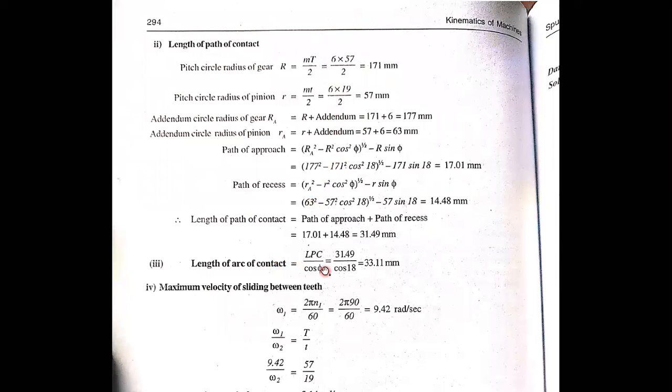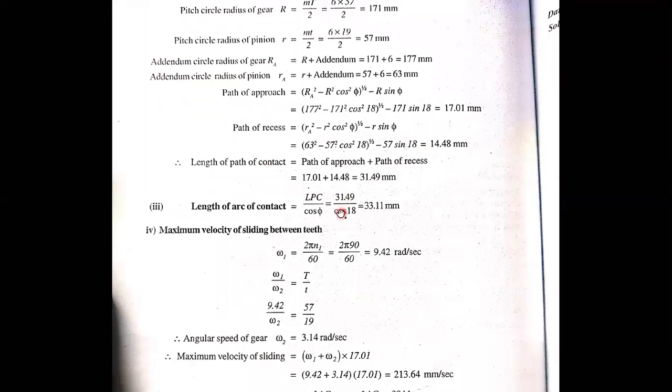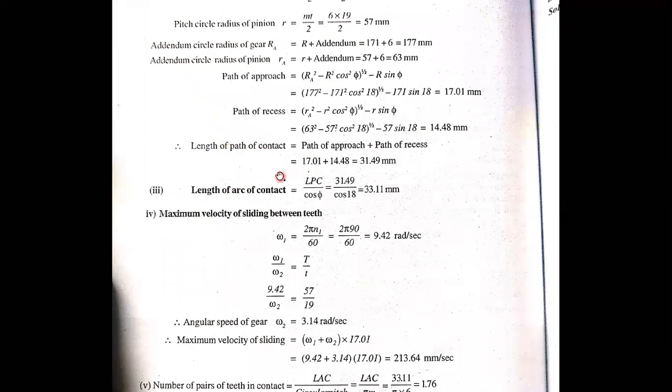Similarly, length of path of contact formula, you know, is path of approach plus path of recess. You have to calculate by using these two formulas. For that, we require capital RA, capital R, small ra, small r. By the previous procedure, you can calculate RA. Capital R is R plus addendum, for the pinion, small r is r plus addendum. Capital R is capital MT divided by 2, small r is small mt divided by 2. By this, we can calculate RA, R for everything. Then we get the length of path of contact as 31.49.